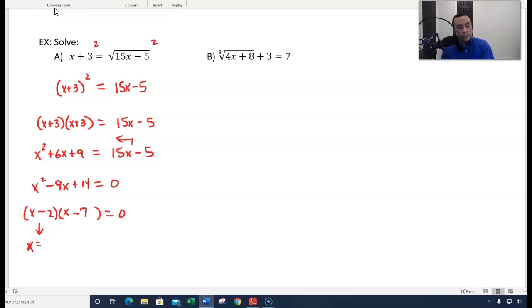All right, now you solve for x just like we did before in week 1. x - 2 = 0, therefore x = 2. x - 7 = 0, therefore x = 7. So it looks like my answers are 2 and 7.